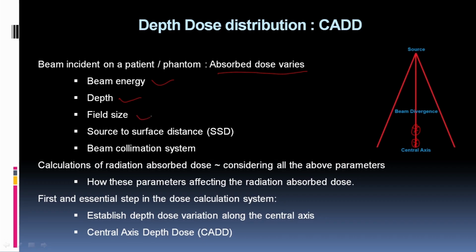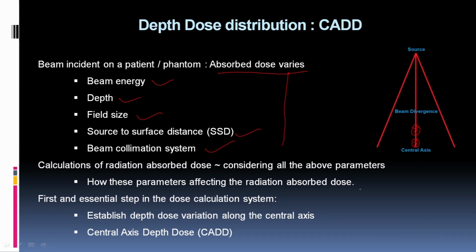Now, if we increase the field size, the absorbed dose will increase. If we increase the source to surface distance, which we have discussed, this is the distance from the source to the surface of the patient or phantom, and this is also an important parameter which defines the absorbed dose variations, along with the type of beam collimation system. For the calculation of radiation dose, we need to consider all the above parameters: beam energy, depth, source to surface distance, and beam collimation systems, and how these parameters affect the radiation absorbed dose.